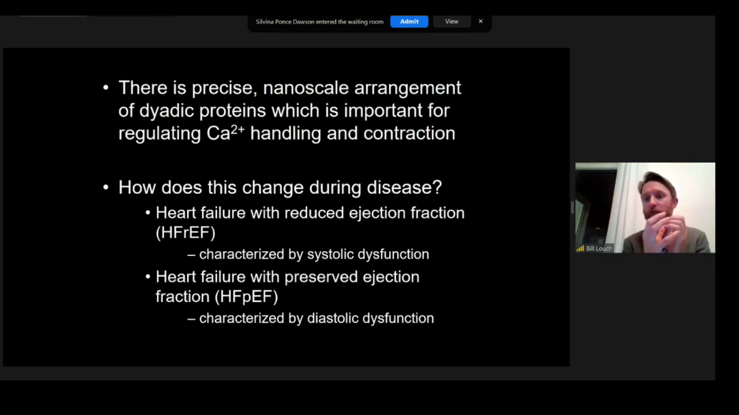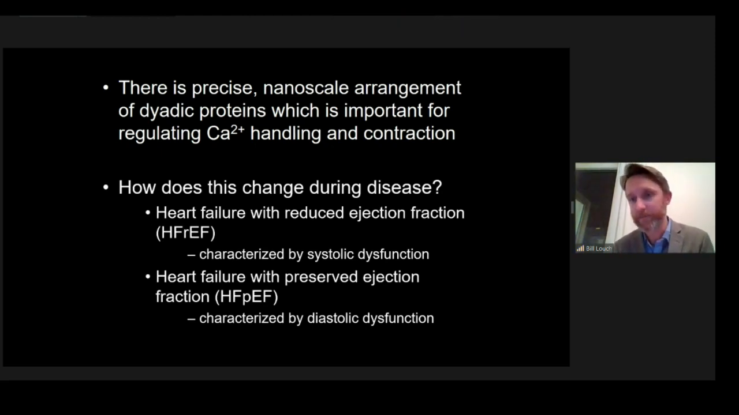The problem is diastolic dysfunction. So we'll talk about what happens to the cells and calcium handling in these 2 different conditions.